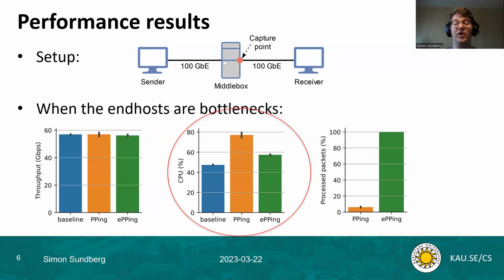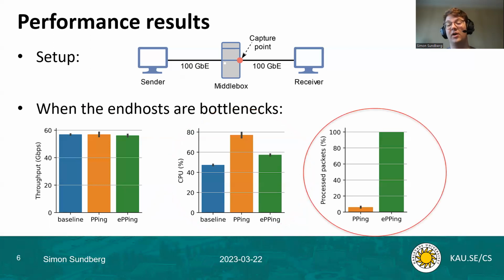However, if we look at the CPU utilization on the middle box, we can see that this passive monitoring does indeed have some additional CPU overhead. But the CPU overhead for our ePping here is only about 1/3 of that of the original p-ping.